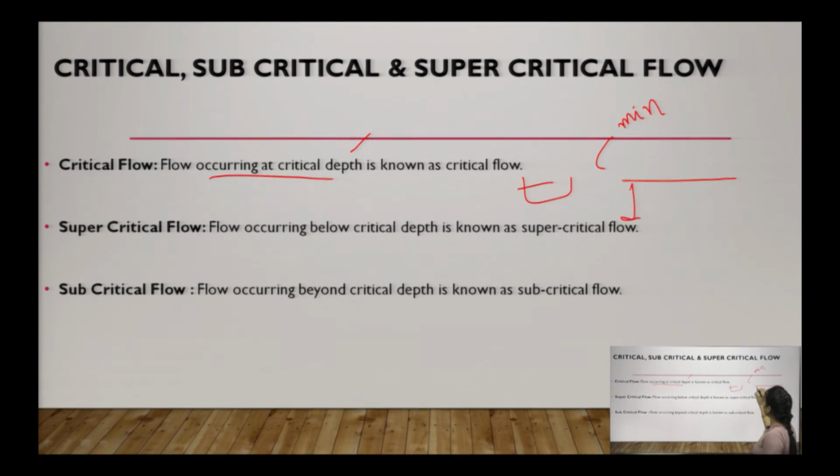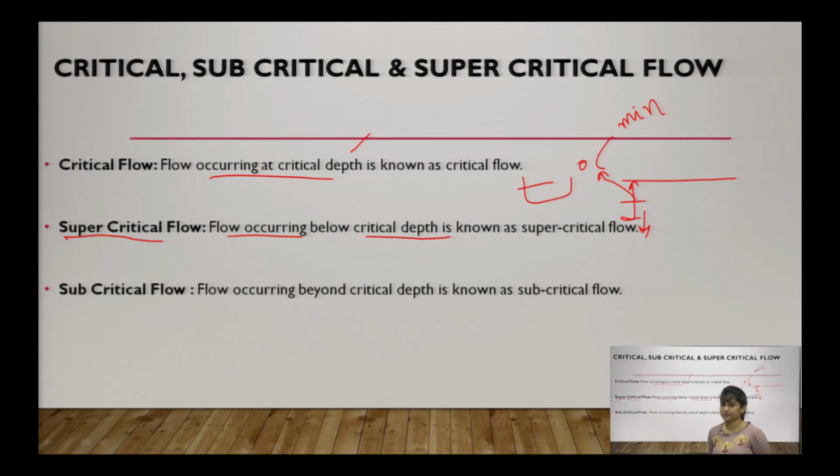Critical means minimum, so there will be a minimum depth, and it will be a critical flow. Super minimum means a value lesser than this minimum, so it will be below. So, flow occurring below the critical depth will be termed as supercritical, while the flow at normal or above critical depth is known as subcritical flow.